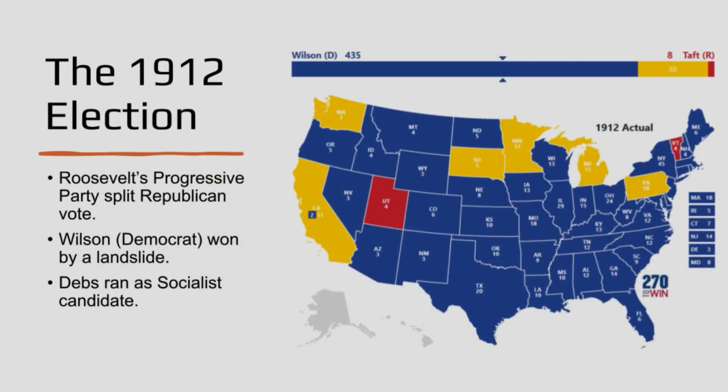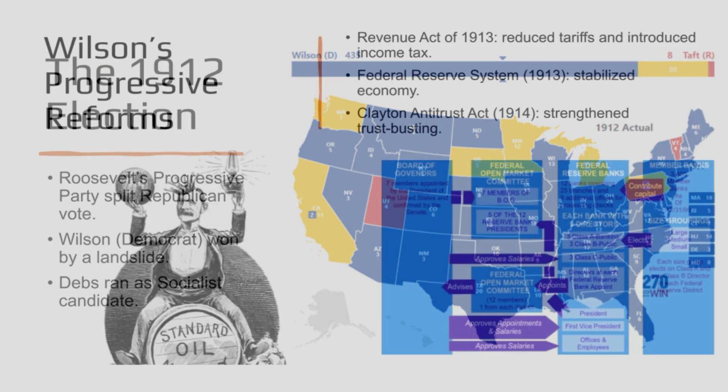The election of 1912 was a pivotal moment. Roosevelt, feeling Taft had failed progressivism, formed the Progressive Party. With the Republican vote split, Woodrow Wilson, the Democratic candidate, won in a landslide. It was one of the most dramatic elections in American history.